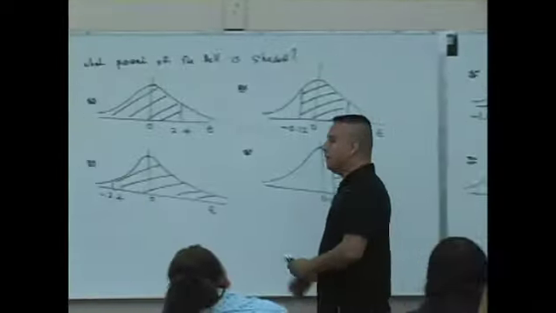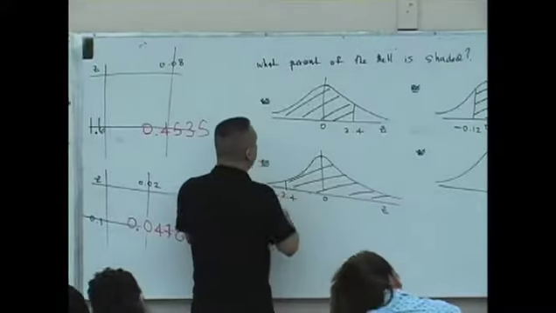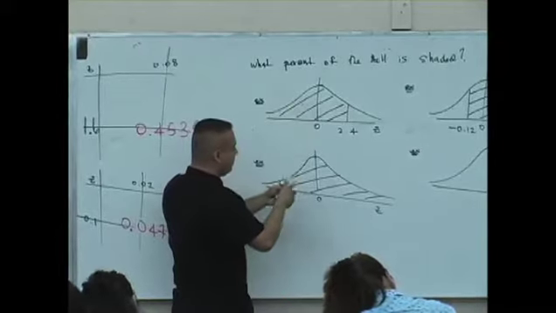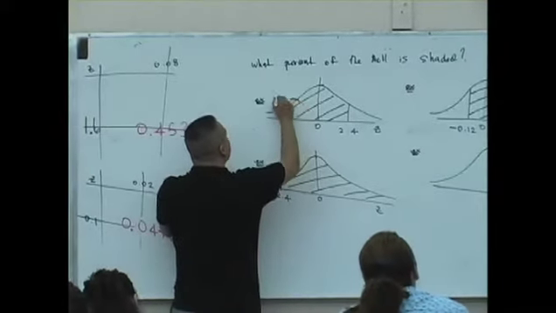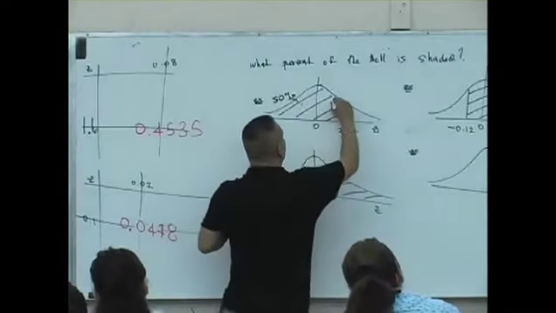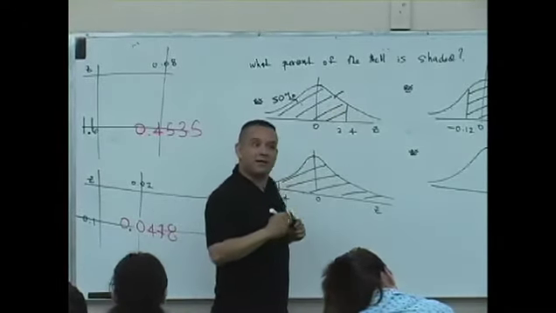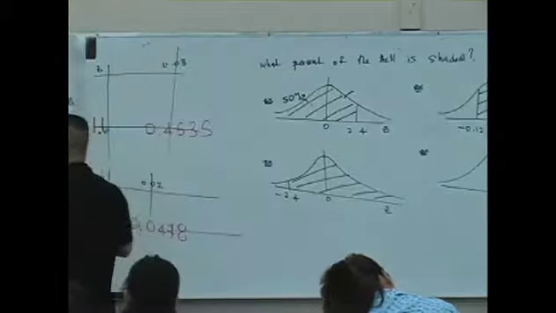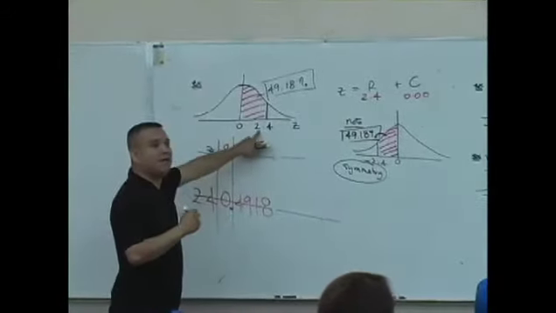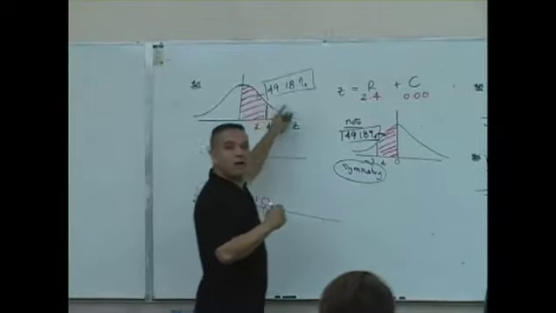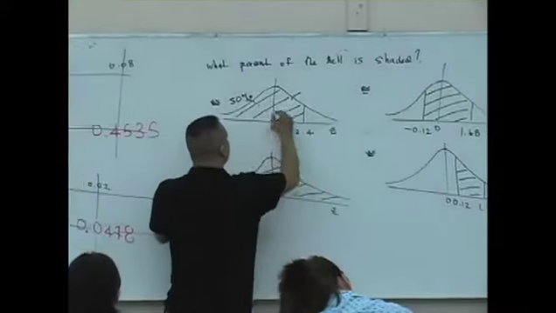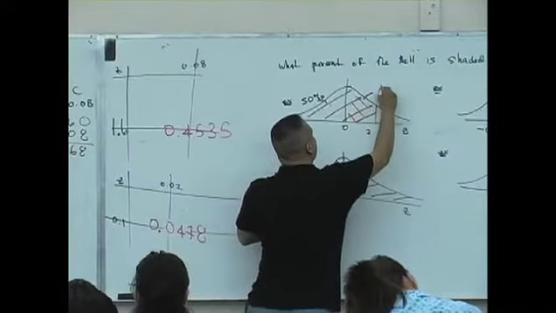Who can tell me what percent of the bell is shaded on the left here? Good. That's 50. Is that right? What percent of the bell is shaded on the right here? How do you know that? We did it already. That was the key. 49.18%. Isn't this the key? And that's 49.18%.